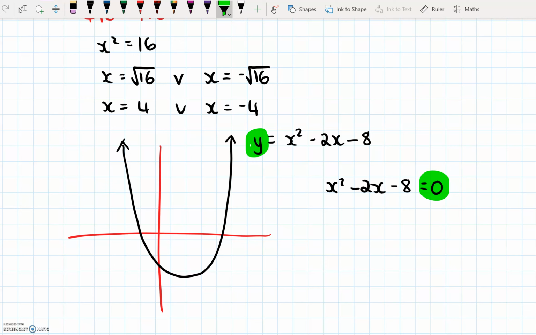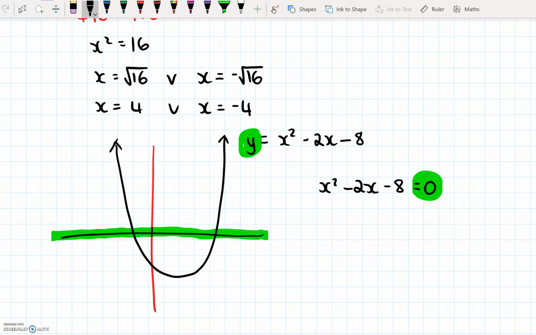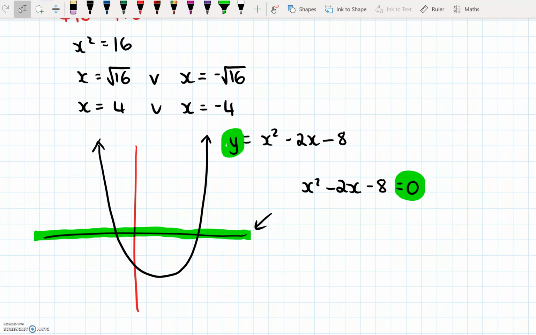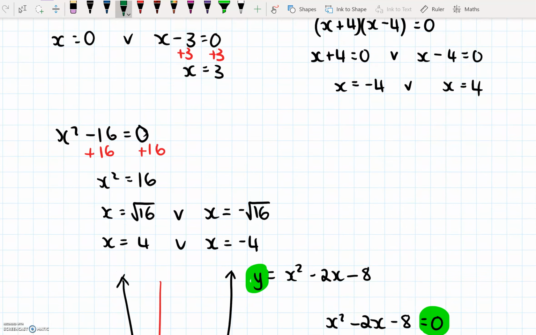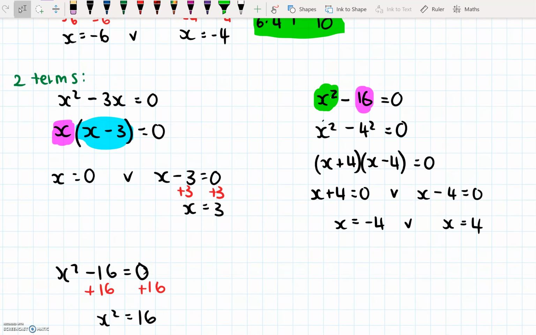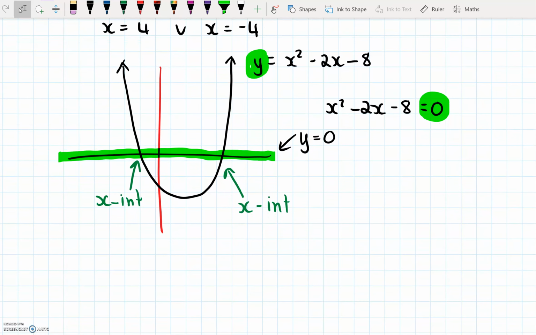Now, if we make y 0, where is y 0 on our graph? Think about it. Y is 0 all the way along this line here. If we look at where this function is equal to 0, what we are actually finding are our x-intercepts. You were doing this already with your straight lines. Remember, to find the x-intercept of a straight line, we make y equal to 0. I know it's been a while. So when we solve these quadratic equations by making them equal to 0, what we're actually doing is finding the x-intercepts.